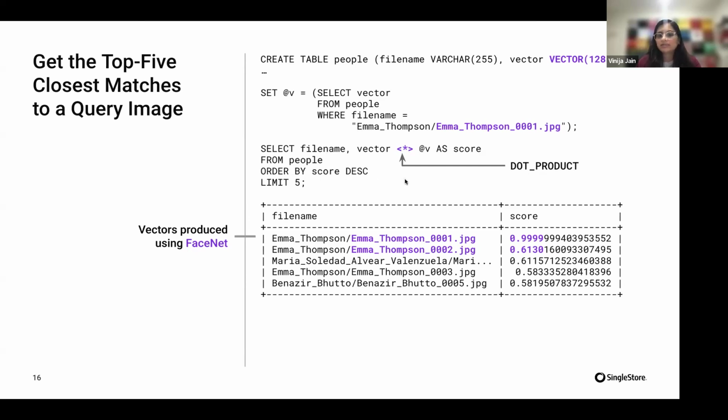From people, order by score, limit 5, and you can see the results here, all scored from the most highly correlated via dot product to the least correlated. It's already coming out pre-ranked. So that's pretty neat to see, very easy to use, as you can see here.